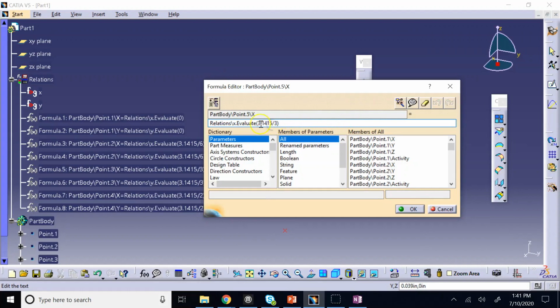and now I need 120 degrees, which is 2, correct? It is 2 pi over 3.